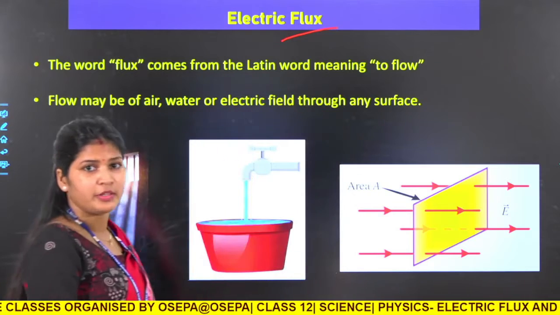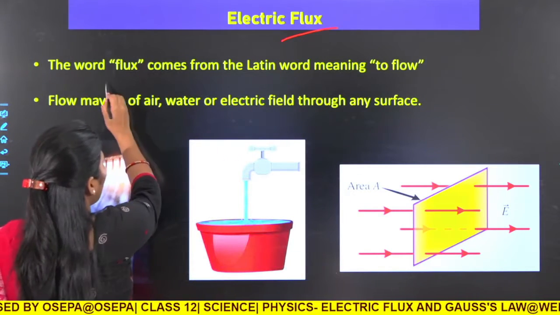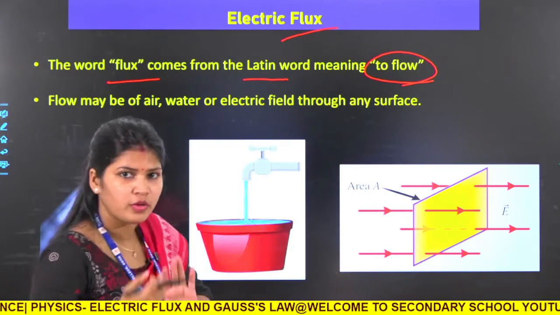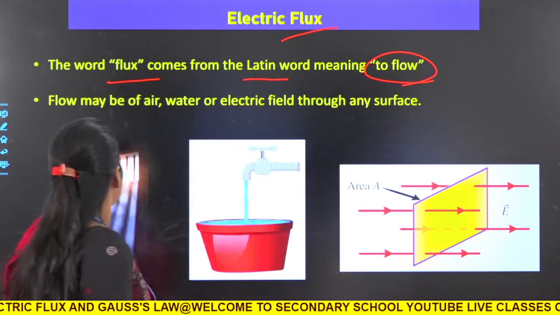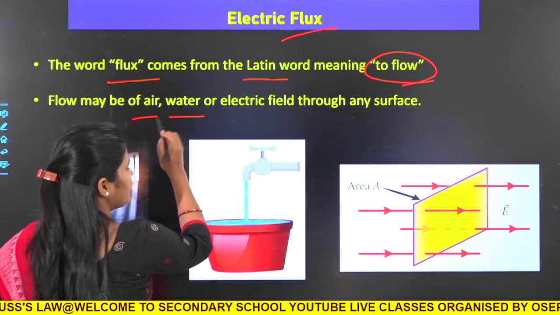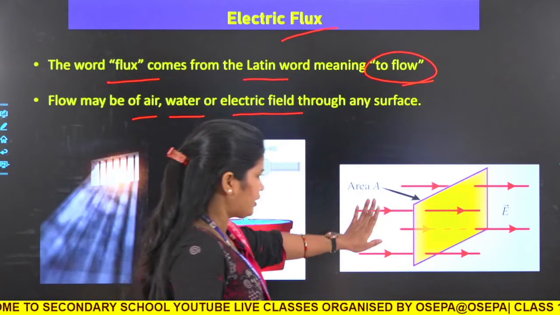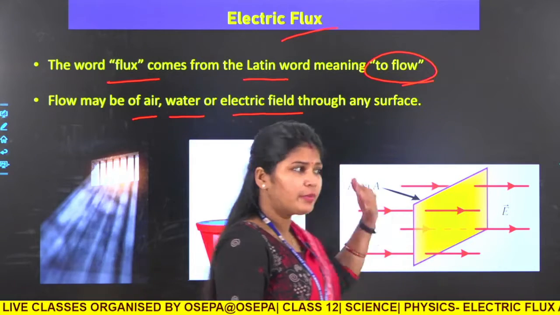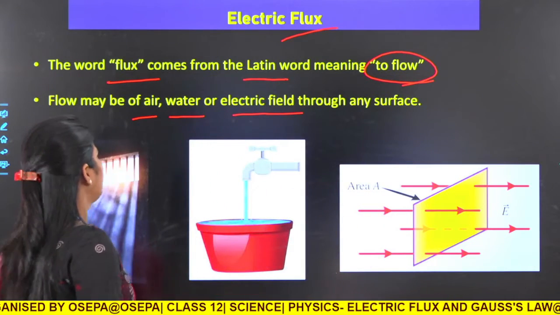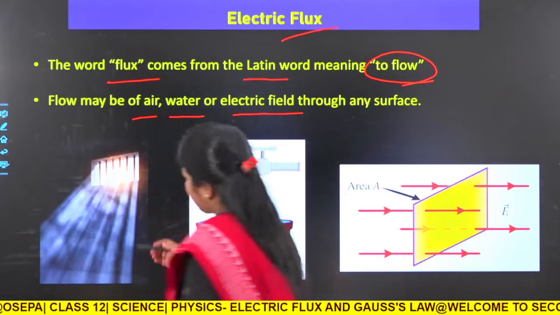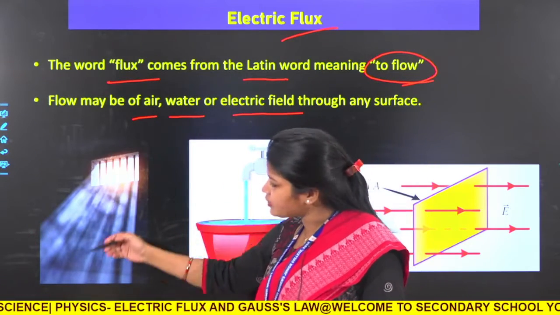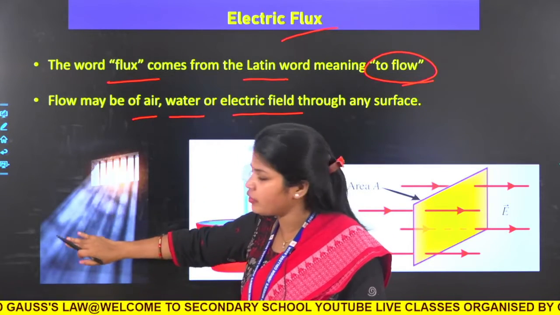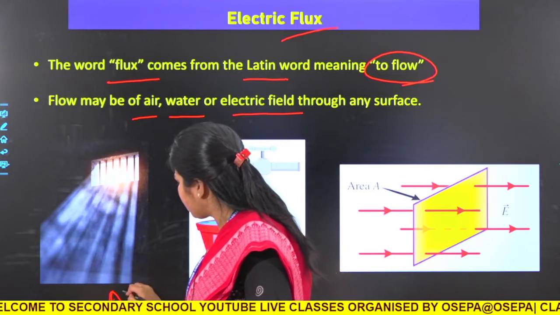You know that flux comes from the Latin word meaning to flow. Flow may be air, may be water or may be electric field. No such flow actually happens in the electric field, but we are imagining it like that. Like air flux. See this: from this window air is flowing, isn't it? So this quantity of air is called air flux.